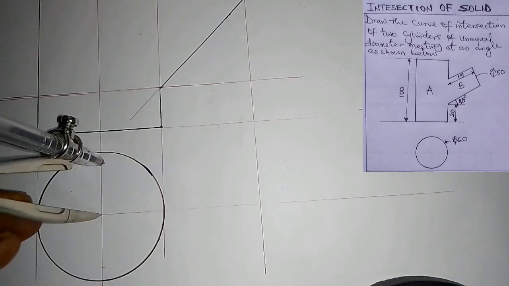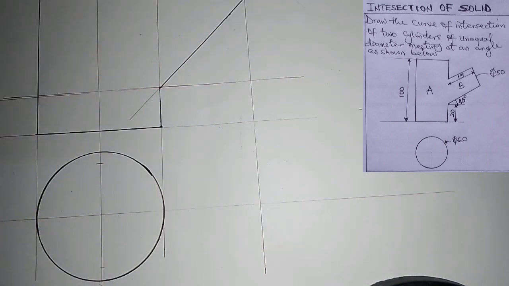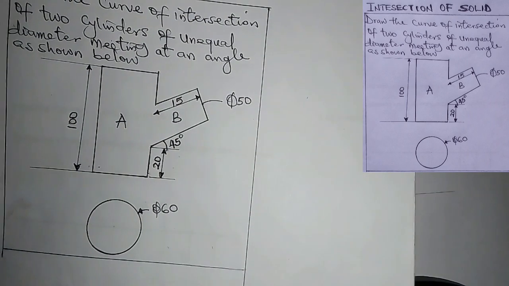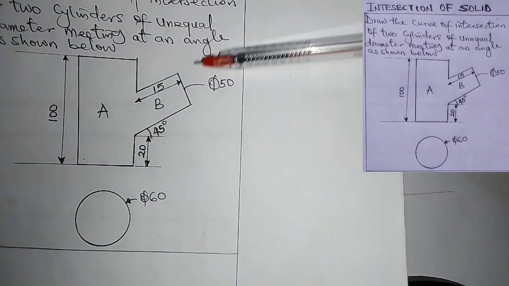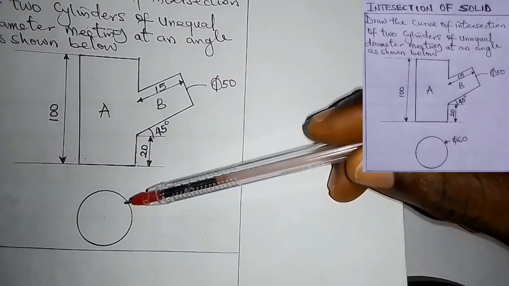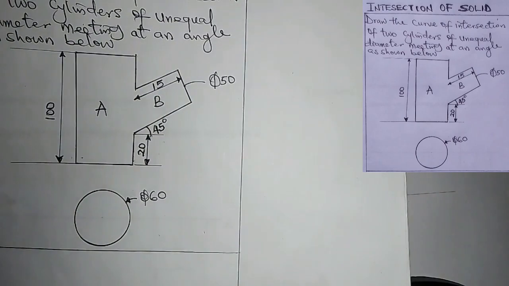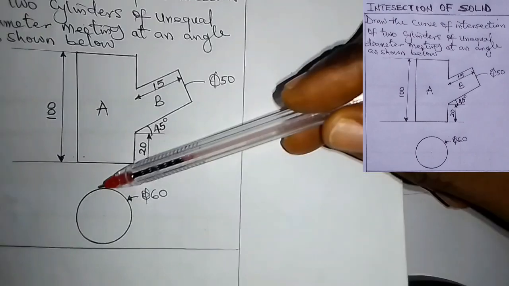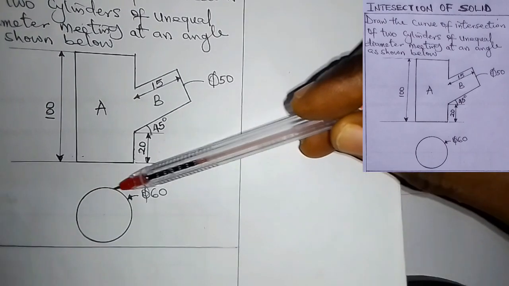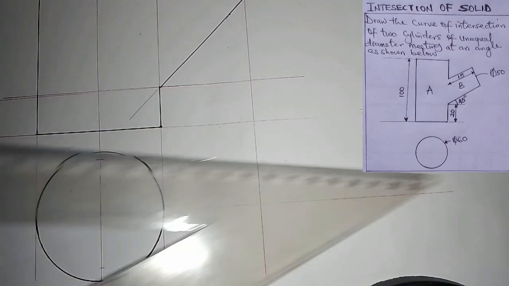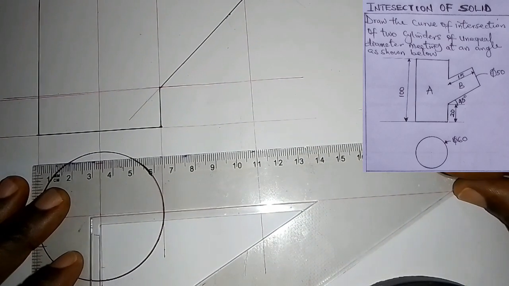So I hope this is clear now, because the pipes are not of equal diameter. The diameter of this pipe B is 50, so for the plan as well, it is going to be 50. They are of unequal diameter. If they had been of equal diameter, it would have been coming from the top of the circumference of the circle. So this way now, I'm going to have it this way.